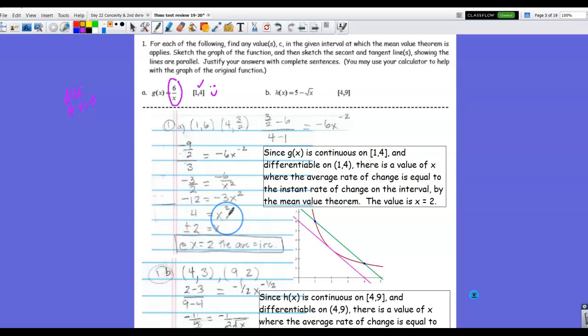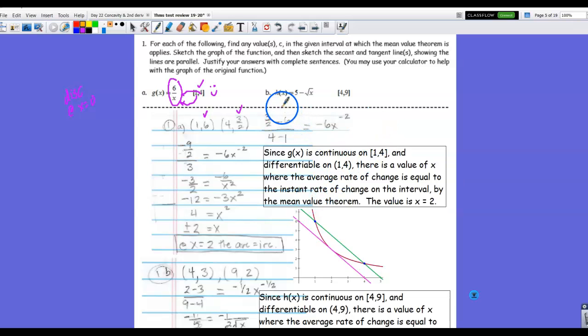Therefore, this function is continuous on the closed interval and differentiable on the open interval. Therefore, the mean value theorem will apply. So remember, you have to substitute the x values into the original function to get the corresponding y values. So that's where I got 6, and that's where I got 3 over 2.